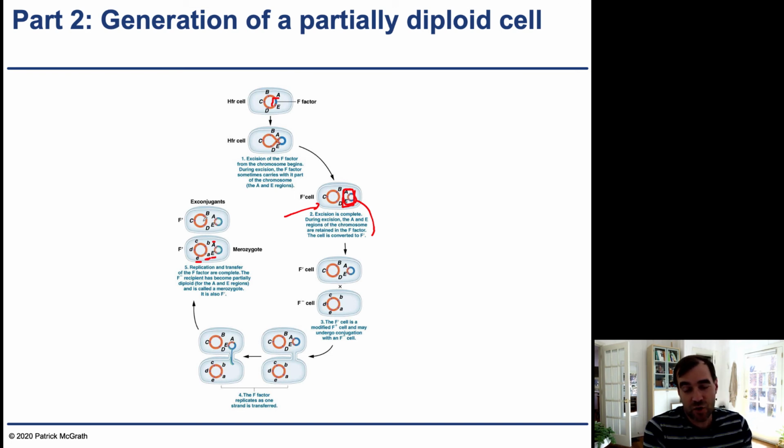And this is also important because it allows you to take genetic material from the chromosome and transfer it much more easily among different cells. So for example, if this A gene encoded streptomycin resistance, now you would have a plasmid that encodes streptomycin resistance that could spread very easily.